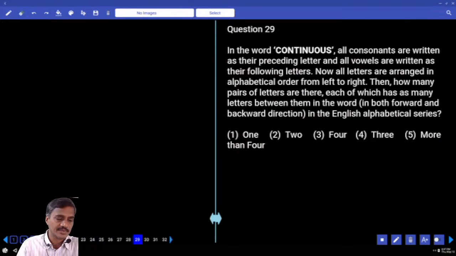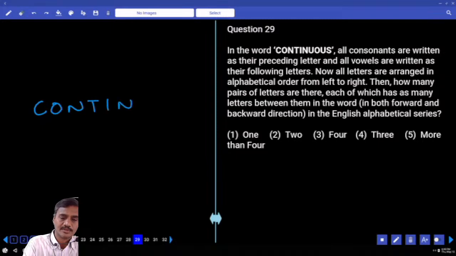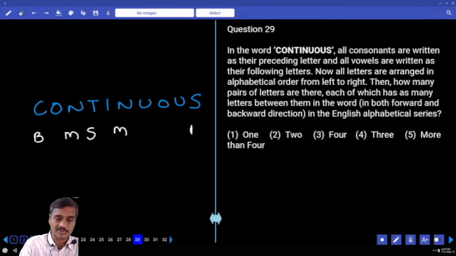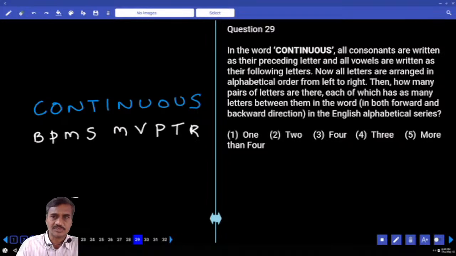Then question number 29. Now the word is CONTINUOUS. In this word, all consonants take the preceding letter: C minus 1 is B, N minus 1 is M, P minus 1, S minus 1 is R. All consonants minus 1 and vowels plus 1. O plus 1 is P, U plus 1 is V, O plus 1 is P, U plus 1 is V, I plus 1 is J. Then all letters are arranged in alphabetical order from left to right.